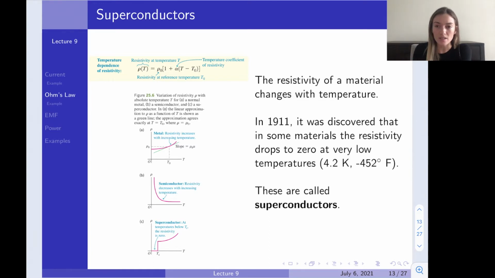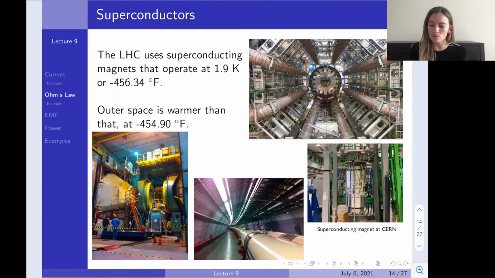So the resistivity of mercury drops to 0 at 4.2 degrees Kelvin. Now remember, 0 degrees Kelvin is absolute zero where nothing can move. And 4.2 degrees Kelvin is negative 452 degrees Fahrenheit. So that's obviously extremely cold. So this is the temperature range that superconductors typically work at. So now what can superconductors be used for?